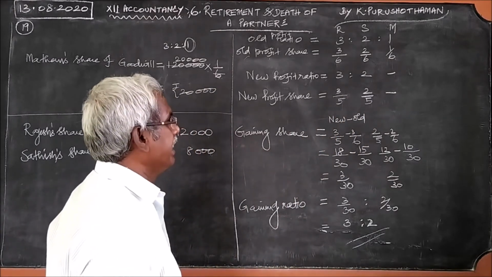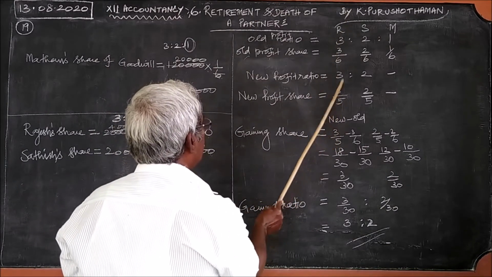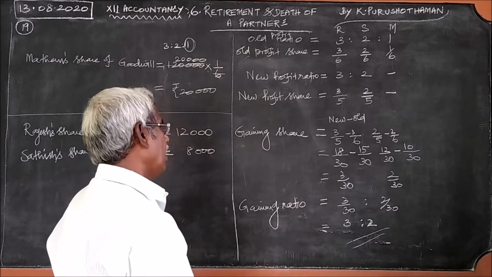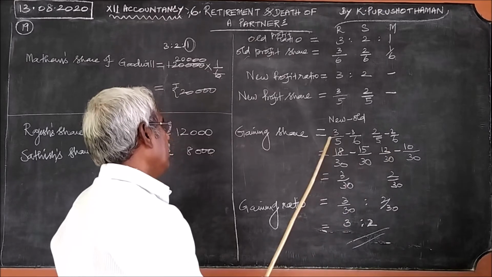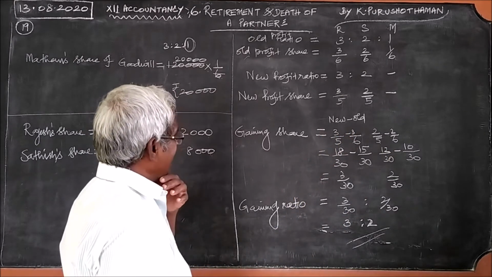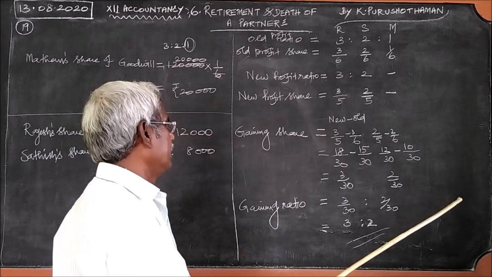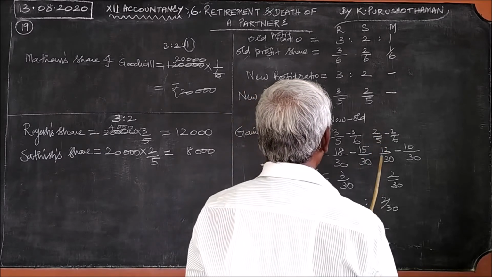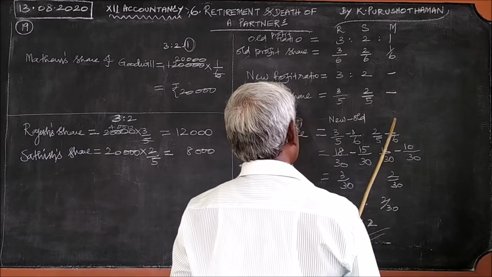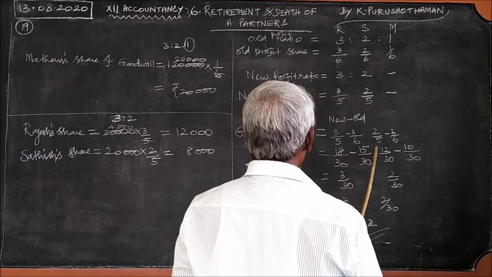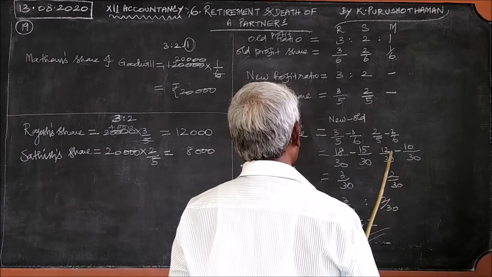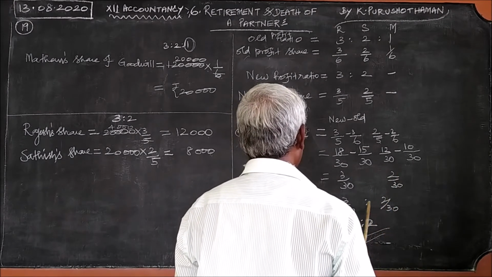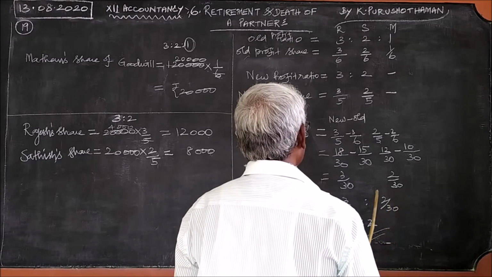What is the gaining share? New minus old. That's what I have written. Since the denominators are different, we should convert them into the same denominator. For 5 and 6, 30 is the LCM. So 6 5s are 30, 6 3s are 18. Here 5 6s are 30, 5 3s are 15. Again the same thing here also: 6 5s are 30, 6 2s are 12, 5 6s are 30, 5 2s are 10. So 18 minus 15, 3; 12 minus 10, 2. Therefore, the gaining ratio will be 3 by 30 is to 2 by 30. Write it in ordinary numbers: 3 is to 2.